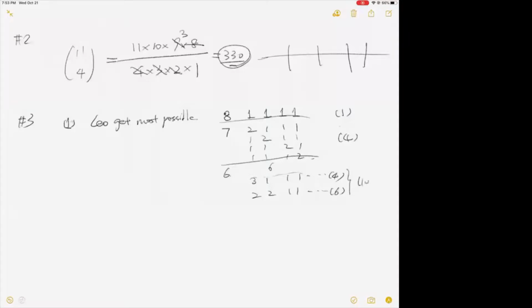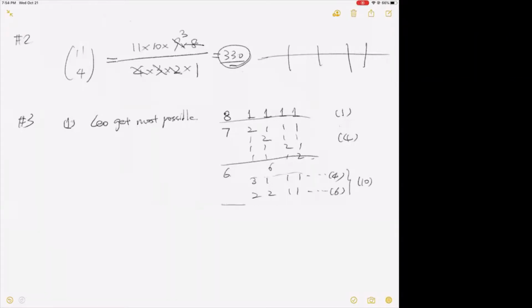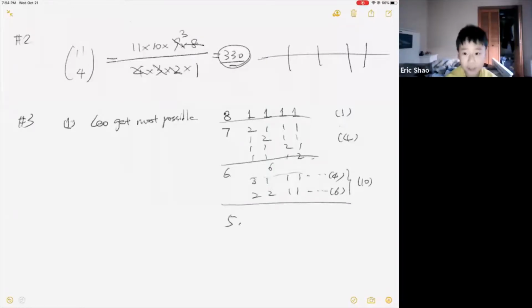Wait a second, Eric. Yeah. It says that Leo has to have more mooncakes. What's the probability that Leo has more mooncakes than any other person? So that means that, wait a second, sorry. So then now Leo has to get 5. Okay. So then we have to try to arrange the 7.